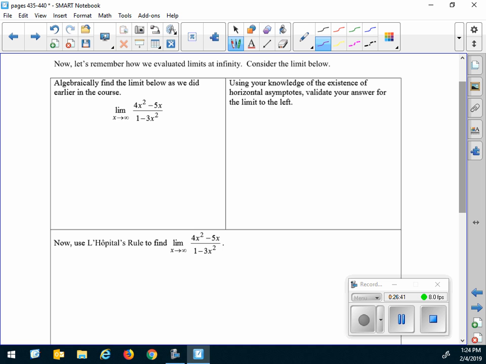Okay. Now, let's remember how we calculated limits at infinity. Let's take a look back at this one. We did this 2 different ways as x approaches infinity. Remember, as x approaches infinity, what you're finding is horizontal asymptotes. And you learned in pre-cal how to do that. Do you remember the rules from pre-cal? It said you look at the coefficient of the term with the biggest exponent in the numerator and in the denominator.